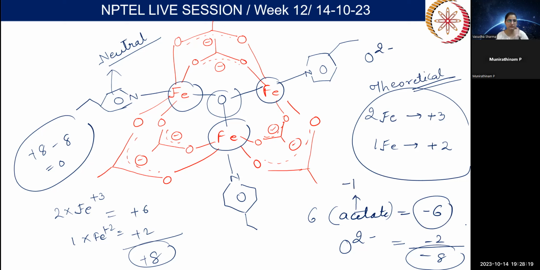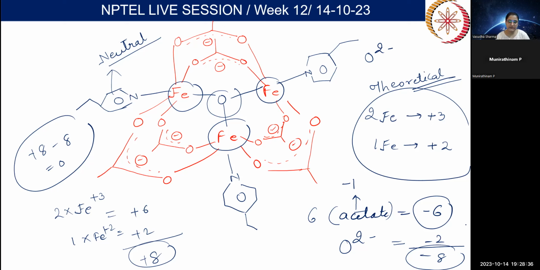So we are just taking up the ligands and the metals and we are counting what is the total positive charge, what is the total negative charge. It has to come 0 because this whole complex is neutral. It is not having any charge. Okay, ma'am. Okay, I understood.